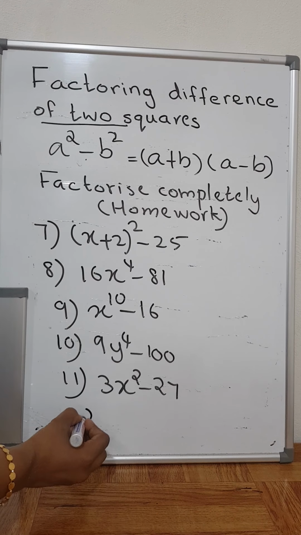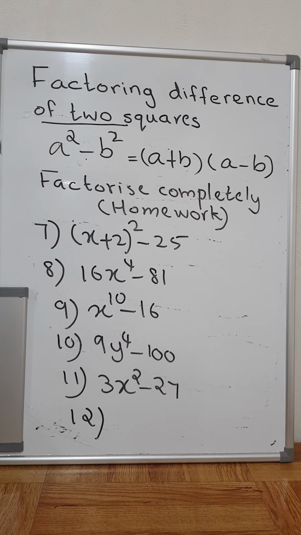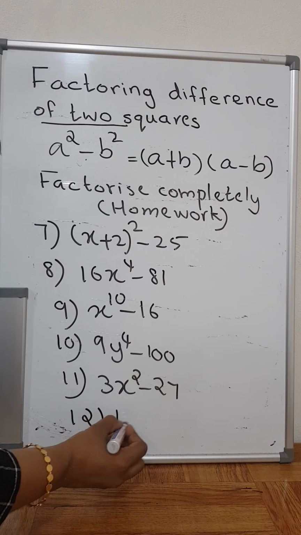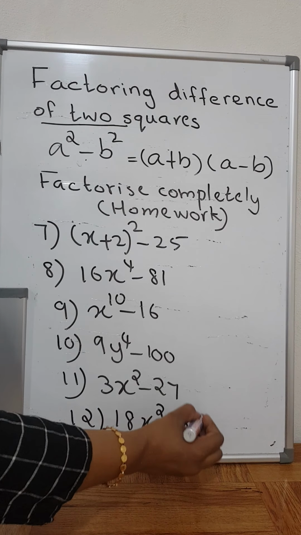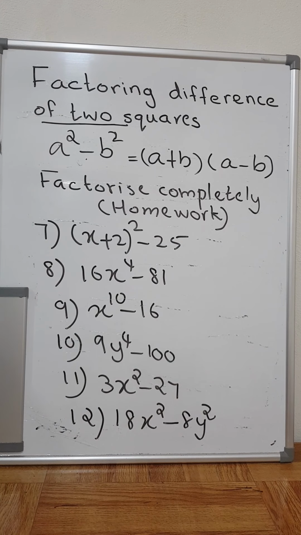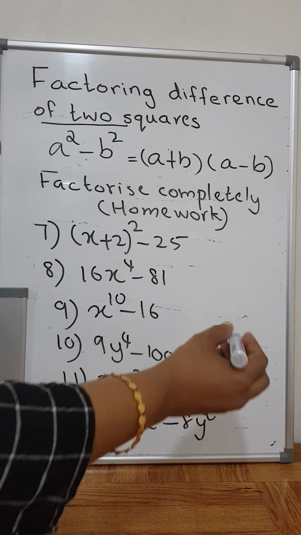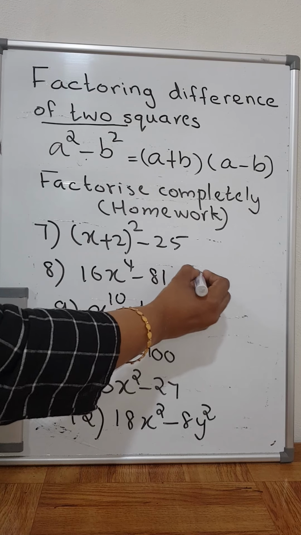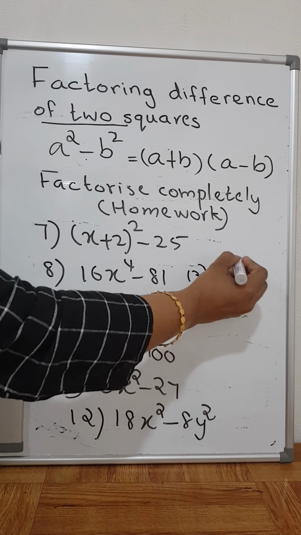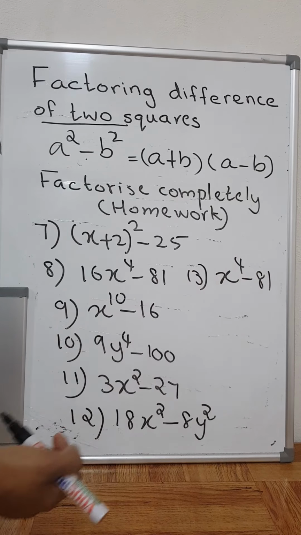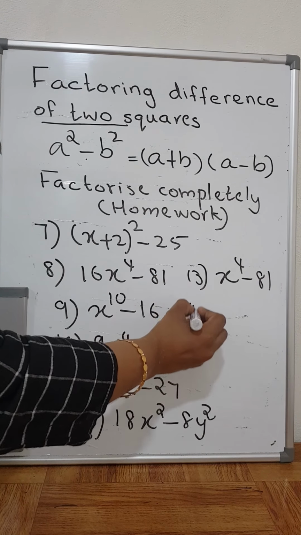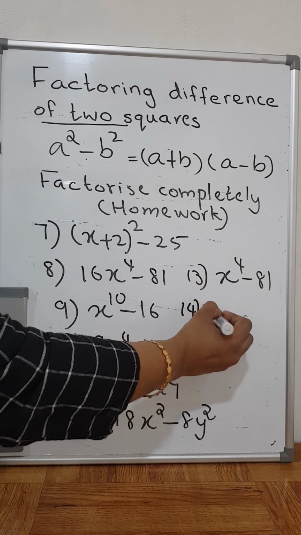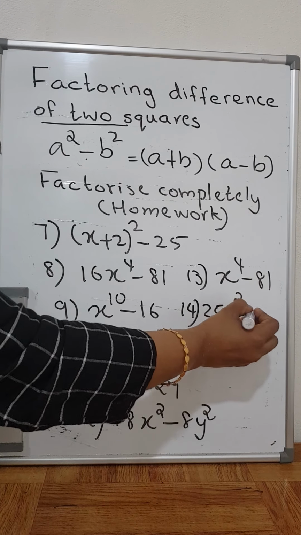12, 18x square minus 8y square. And 13, x to the power 4 minus 81. 14, 25x square minus 36y square.